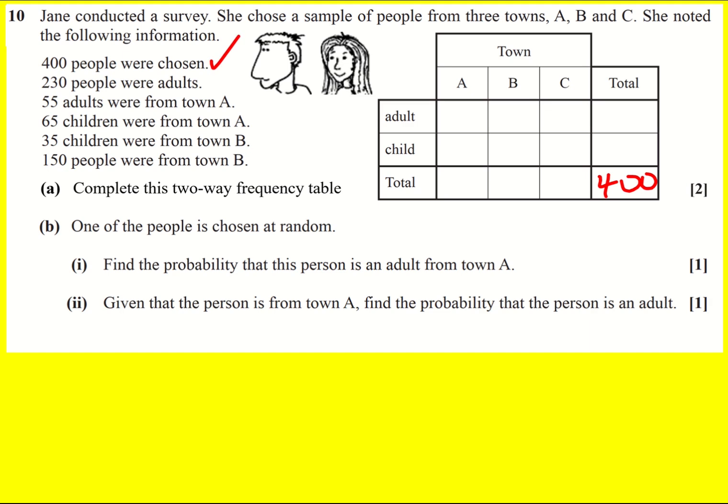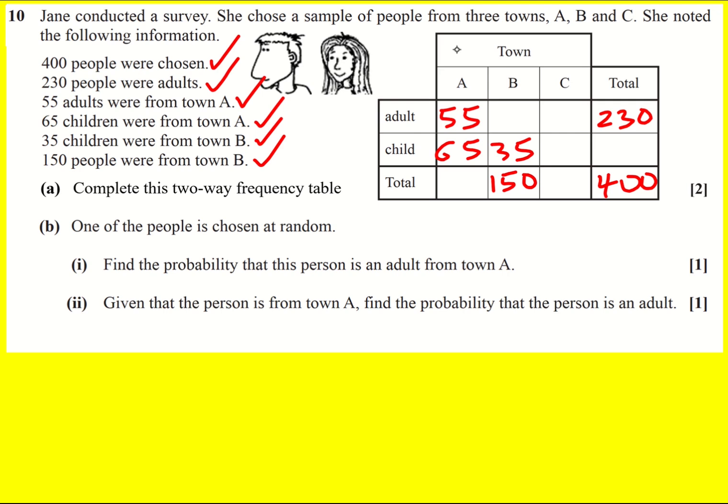230 people were adults. It's going to be here. 55 adults were from town A. 65 children were from town A. 35 children from town B. And then 150 people were from town B. So from that, we can fill in the rest of the table.